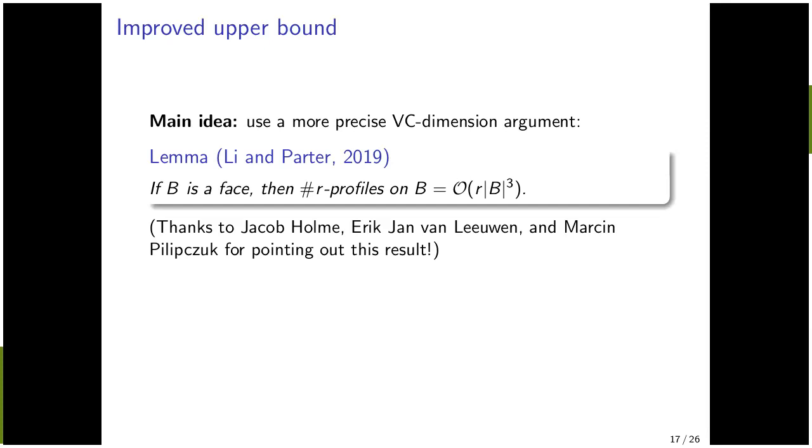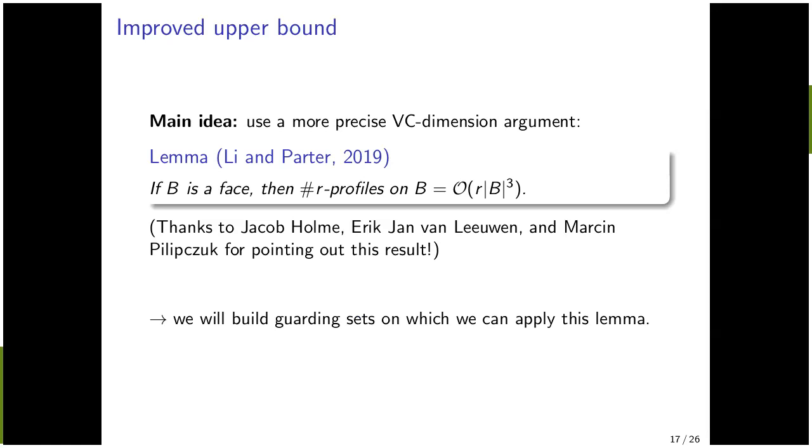So this result says that if B is the vertex set of a face in a planar graph, then the number of R profiles on B is big O of R times B cubed. Before we had just R to the 4th times B to the 4th, and here we have R times B cubed. Of course we have a strong hypothesis on B, but now the goal will be to build a family of guarding sets so that on every guarding set we can apply this lemma.